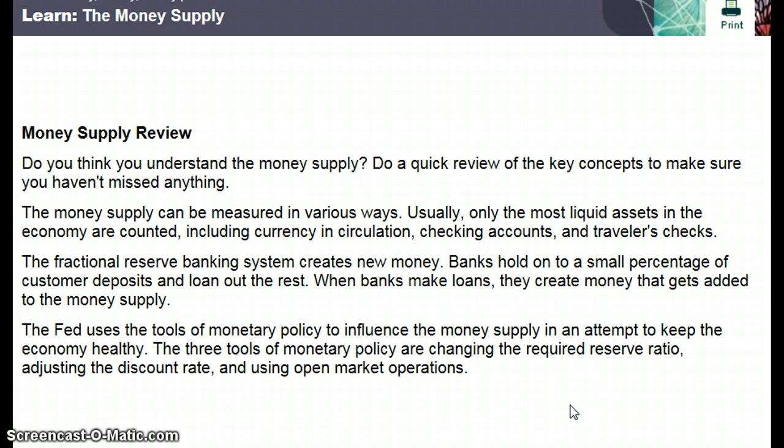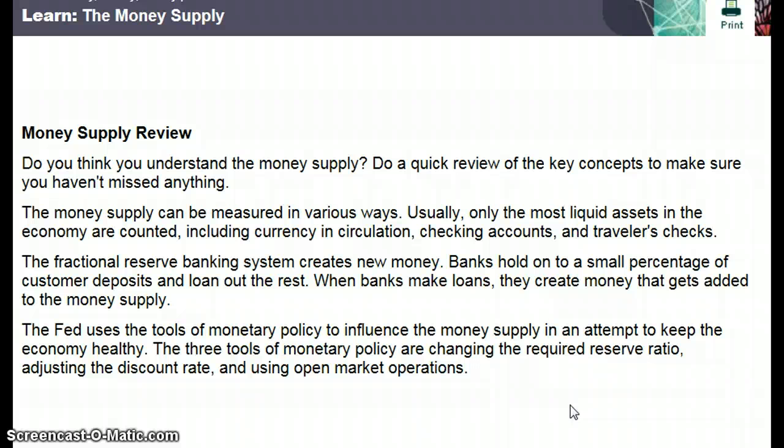Money supply review. Do you think you understand the money supply? Do a quick review of the key concepts to make sure you haven't missed anything. The money supply can be measured in various ways. Usually, only the most liquid assets in the economy are counted, including currency in circulation, checking accounts, and traveler's checks. The fractional reserve banking system creates new money. Banks hold on to a smaller percentage of customer deposits and loan out the rest. When banks make loans, they create money that gets added to the money supply.